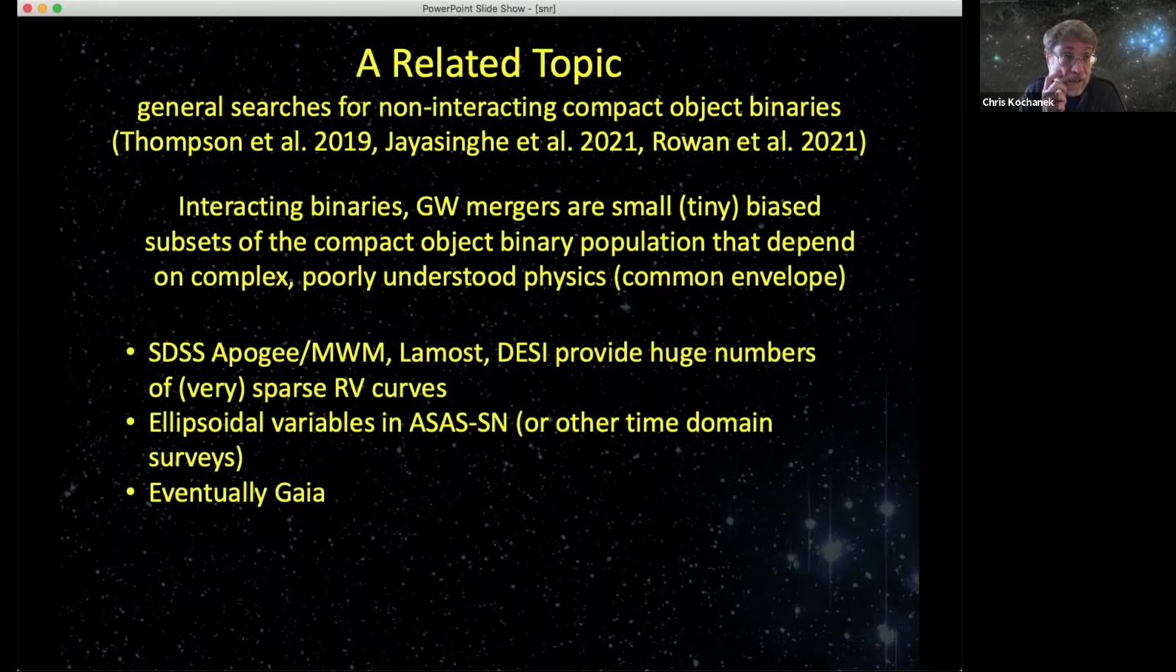But you can sit down and try to start systematically looking for non-interacting binaries. The two things you can do right now are that SDSS Apogee and other spectroscopic surveys are providing sparse radial velocity curves for hundreds of thousands and soon millions of stars. And so you can try to select out ones which show signs of high mass dark companions for follow-up. You can also take a survey like our ASAS-SN variability survey and look for ellipsoidal variables which seem to be dark. And eventually, Gaia will provide astrometric binaries.